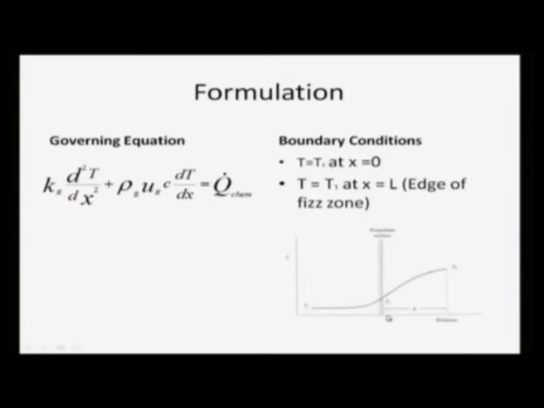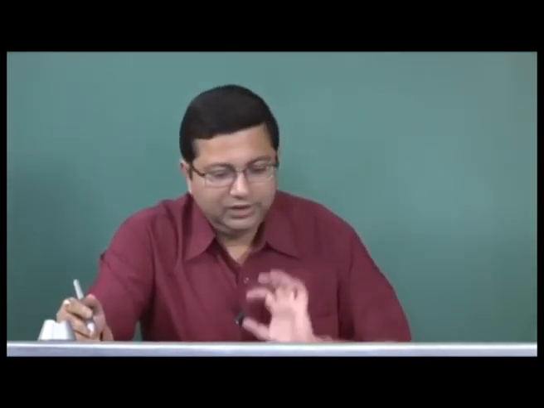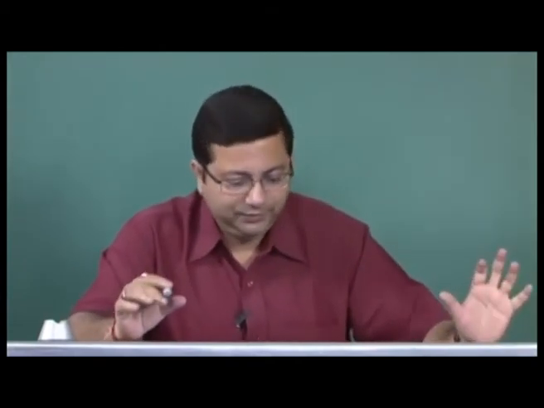At a distance of L, which is the edge of the phase zone, the temperature is equal to T1. So, these are the two boundary conditions. With these two boundary conditions, we need to solve this governing equation. I am not going into the details of the solution, just look at a few specific features of this formulation.